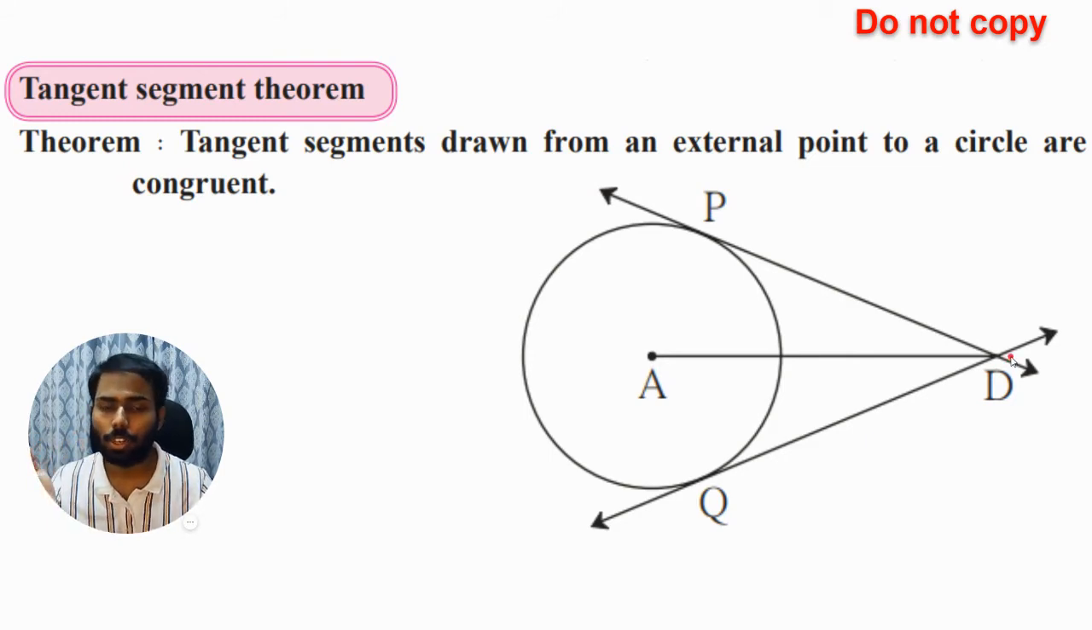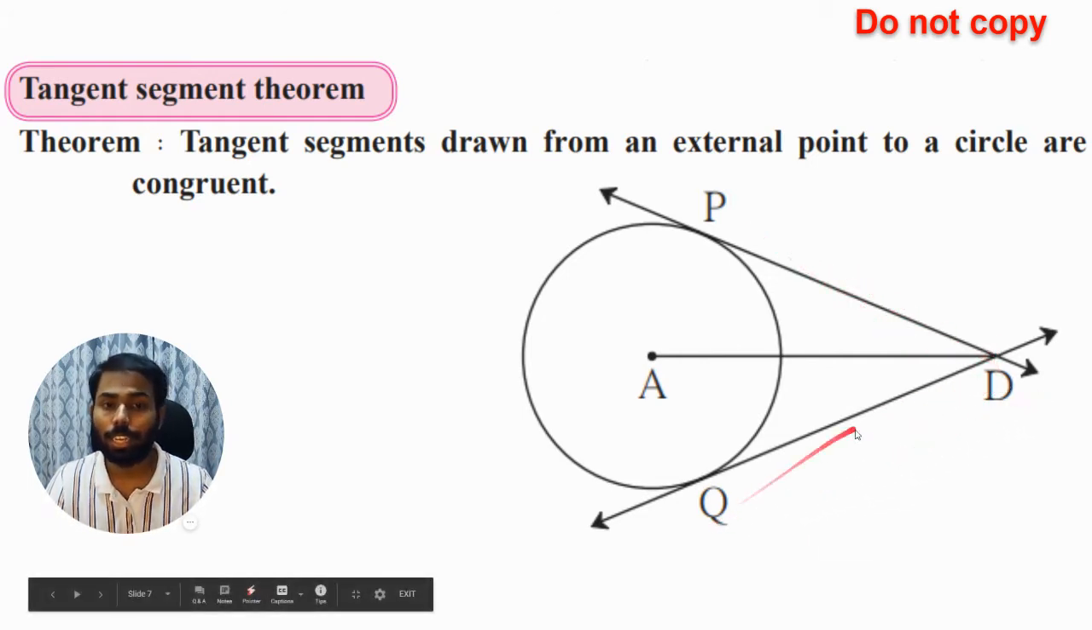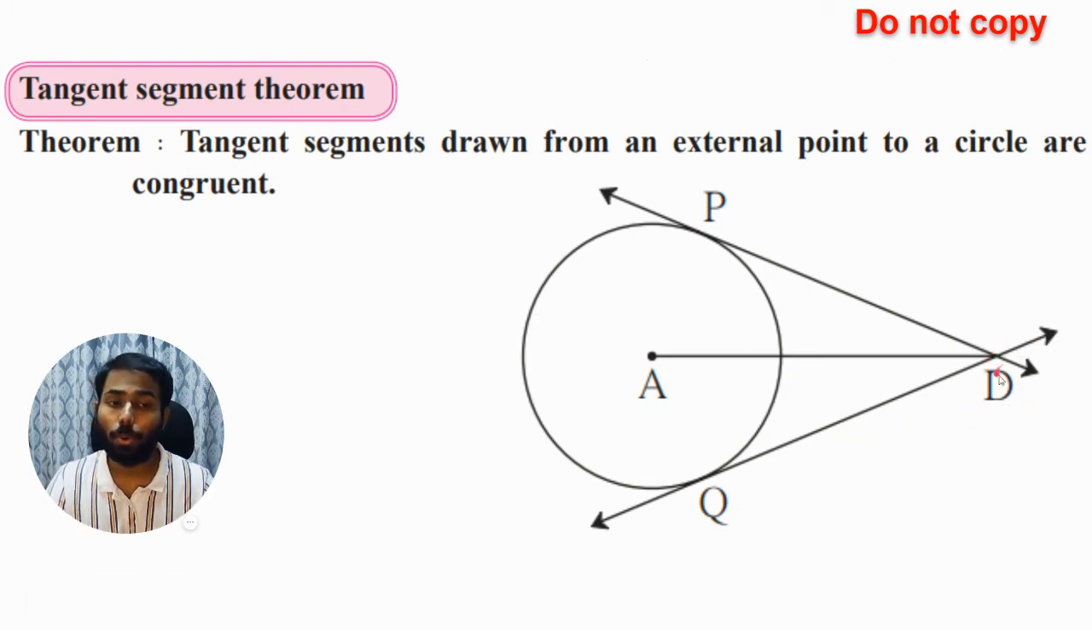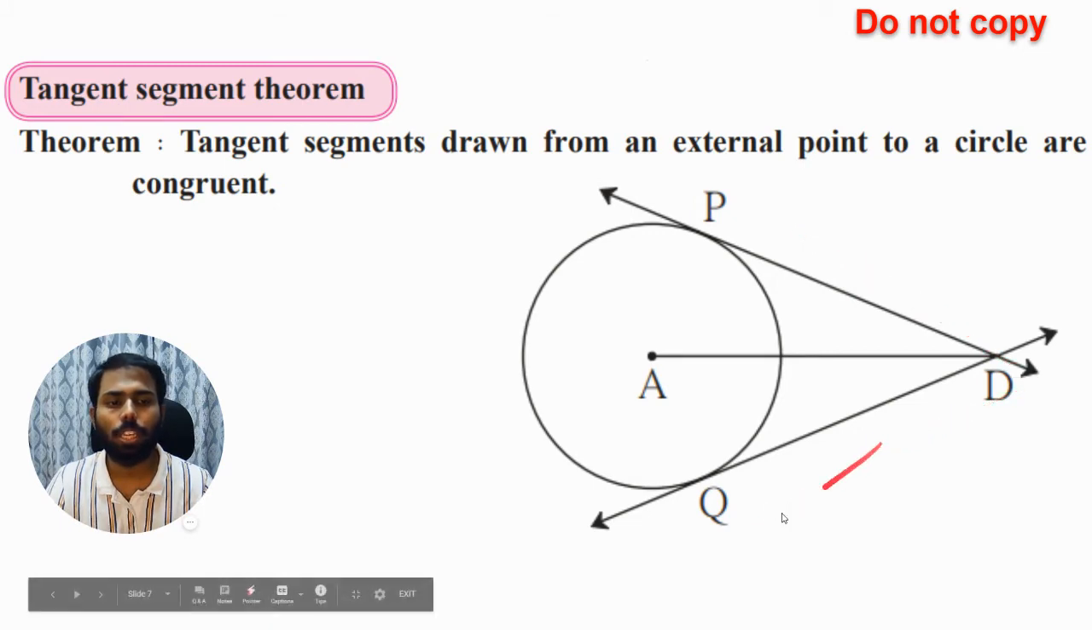If you want, you can try to draw it in your notebooks. So from D, I am drawing two tangents. One is upwards, one is going downwards. So what is it saying? Tangent segments drawn from an external point to a circle are congruent. तो जो tangent के segments हैं वो congruent या फिर equal हो जाएंगे. Congruent means equal. So what are the tangent segments over here? DP and DQ. Both of these are tangent segments जो एक external point से draw किए गए. So ये दोनों equal होने वाले हैं. So here DP is going to be equal to DQ because of tangent segment theorem.